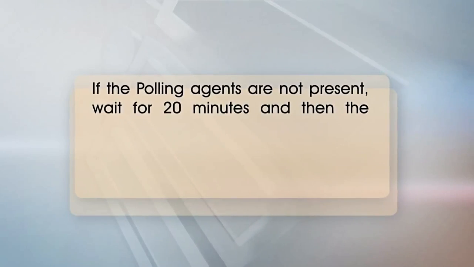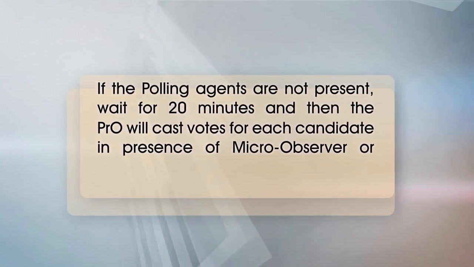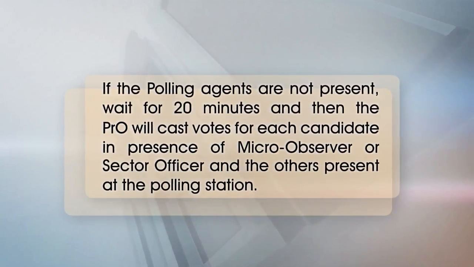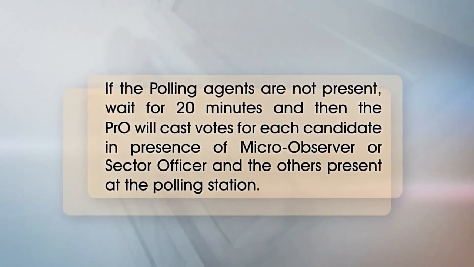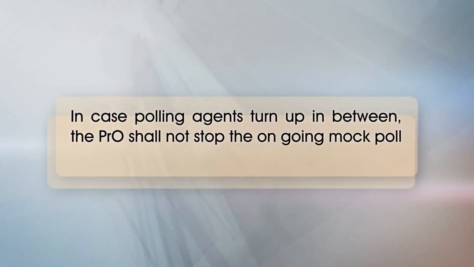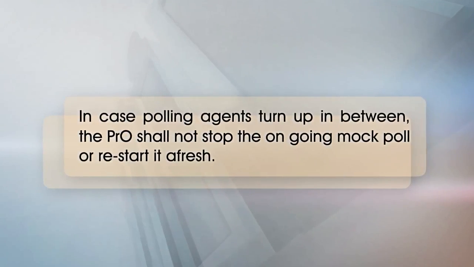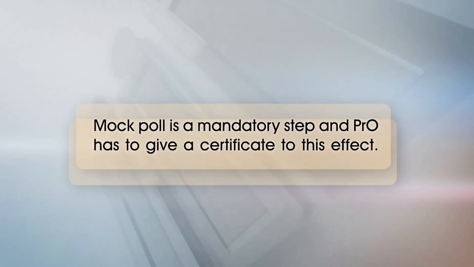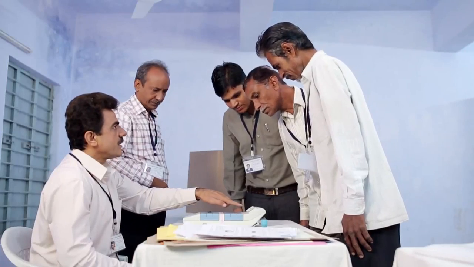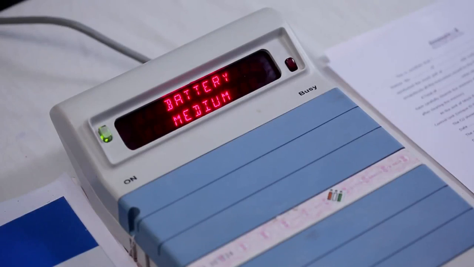If the polling agents are not present, wait for 20 minutes and then the PRO will cast votes for each candidate in presence of the micro-observer or sector officer and the others present at the polling station. In case polling agents turn up in between, the PRO shall not stop the ongoing mock poll or restart it afresh. Mock poll is a mandatory step and the PRO has to give a certificate to this effect. At this point, also reconfirm the functioning of the CU clock and battery levels.